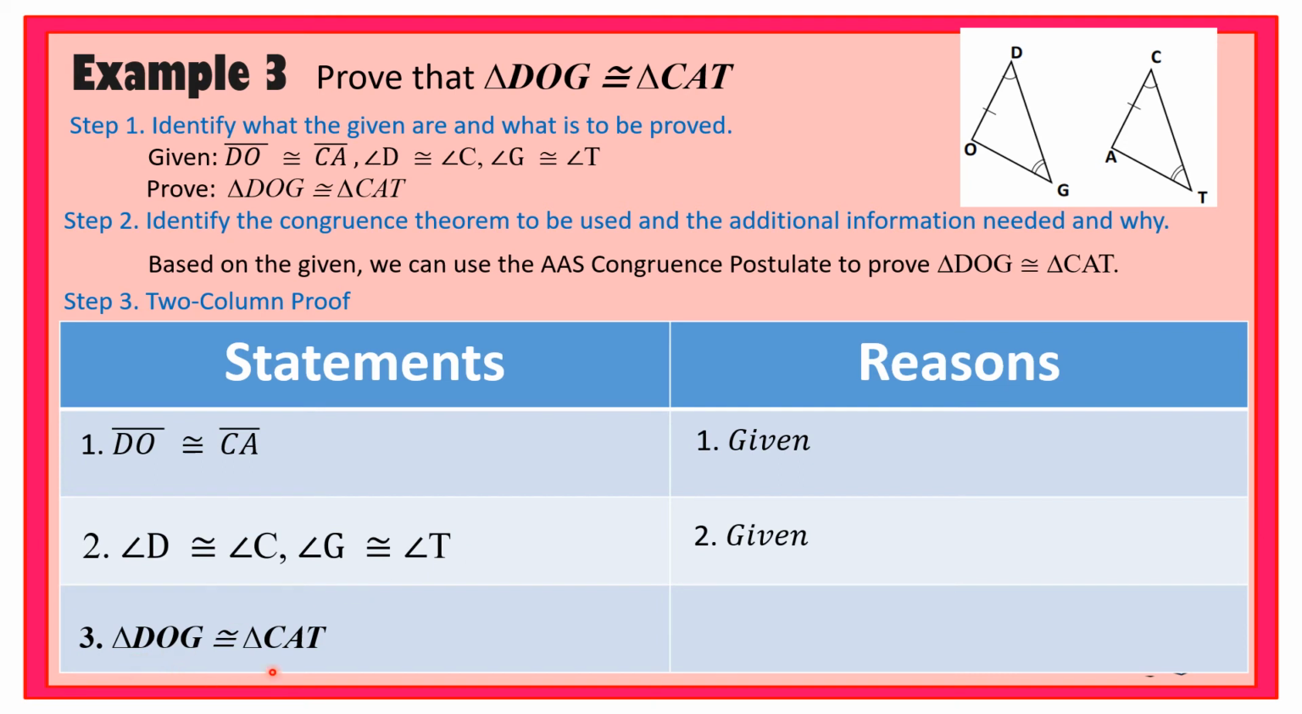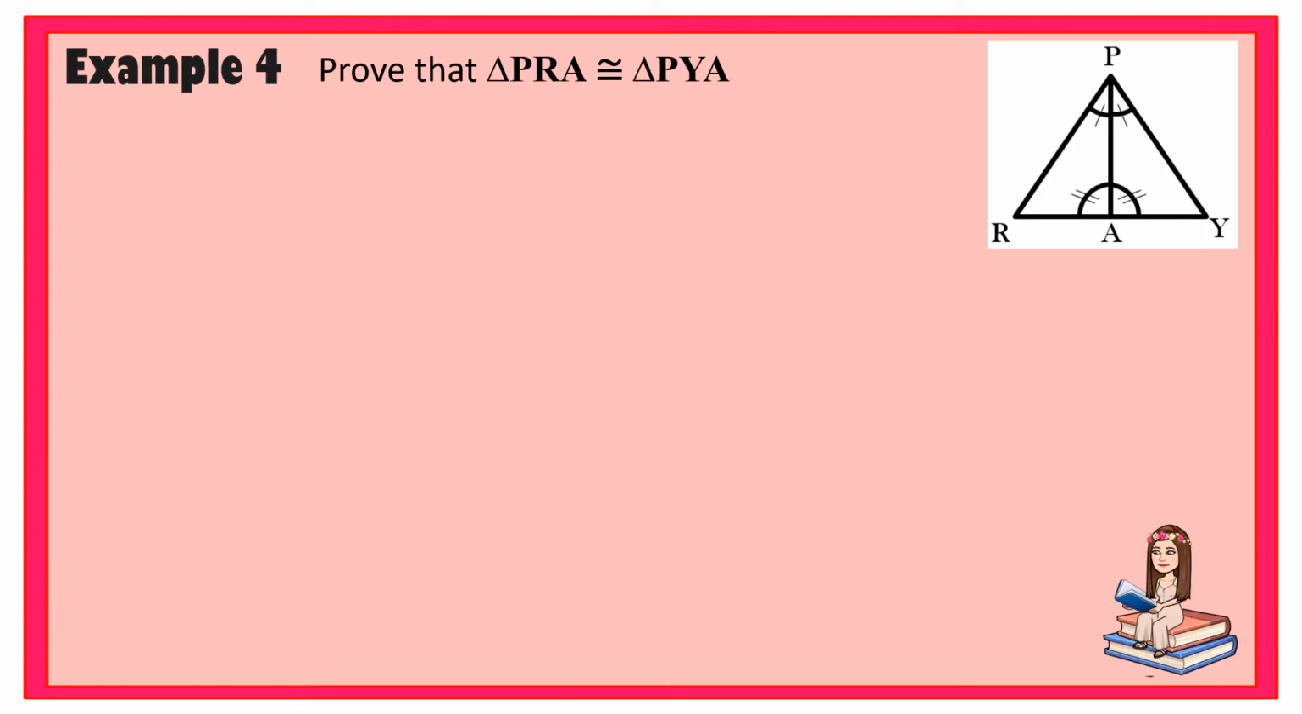At anong reason ko? Yung plano natin. You have angle, angle, side. So, that is AAS congruence postulate. Ang mas madali itong example 3. Let's proceed with example 4.